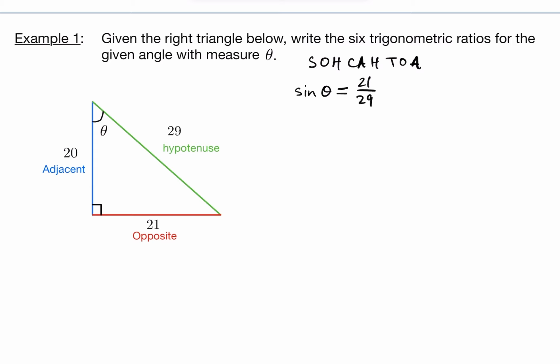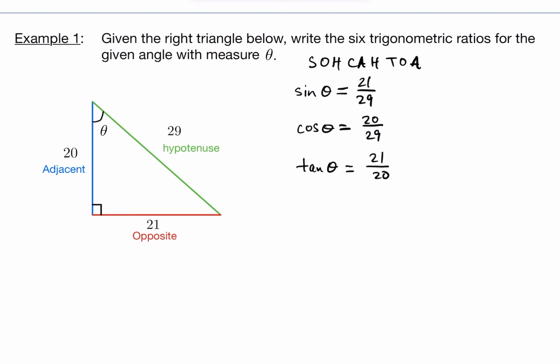Function number 2 is going to be the cosine of theta, and the cosine is going to be the adjacent over hypotenuse. Okay, cosine is adjacent over hypotenuse. So that means we have 20 over 29. And then the next one is the tangent of theta. Okay, TOA, tangent is opposite over adjacent. It's going to be opposite over adjacent. Okay, so that's going to equal 21 over 20.